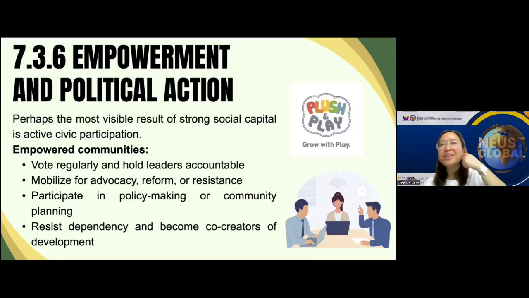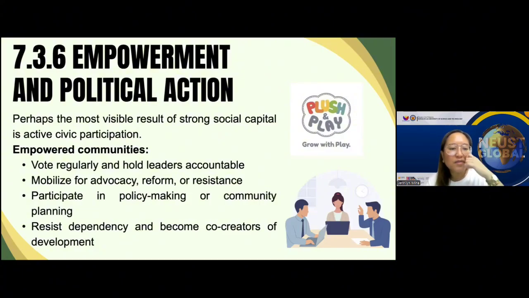So example, Gawad Kalinga in the Philippines. It doesn't just build houses for poor communities. They also help the residents become active citizens. People in Gawad Kalinga communities take part in local governance, environmental projects, and even entrepreneurship programs.